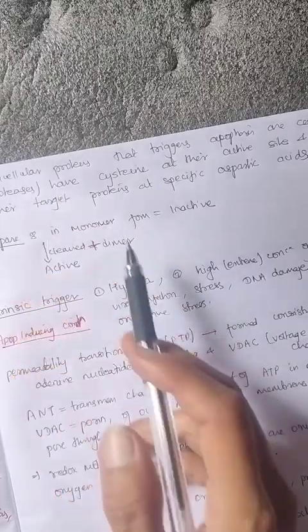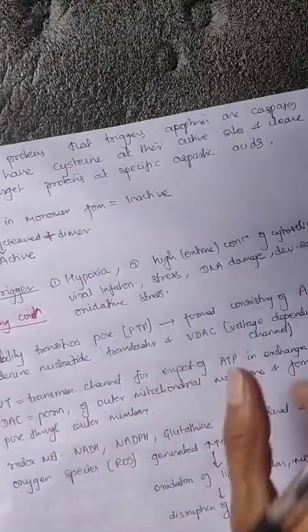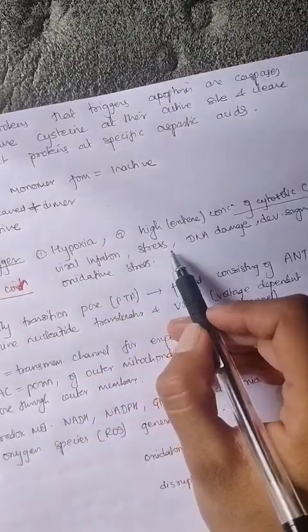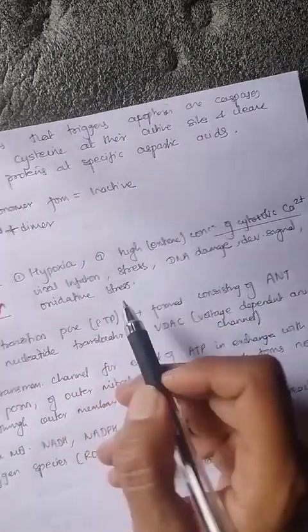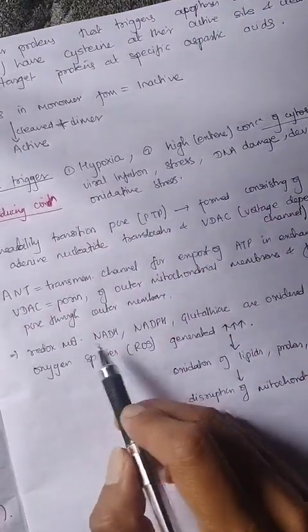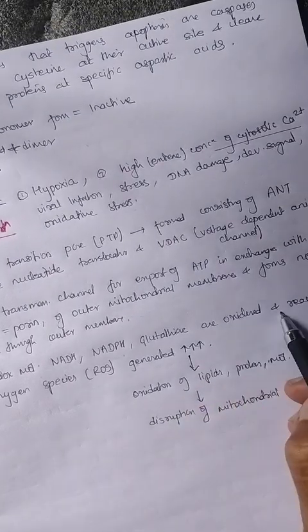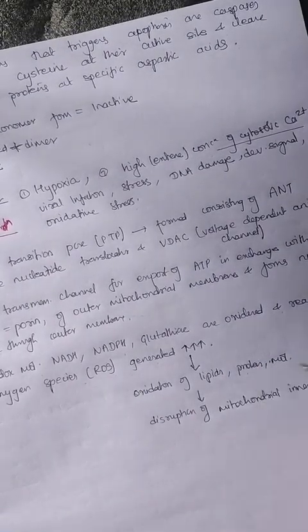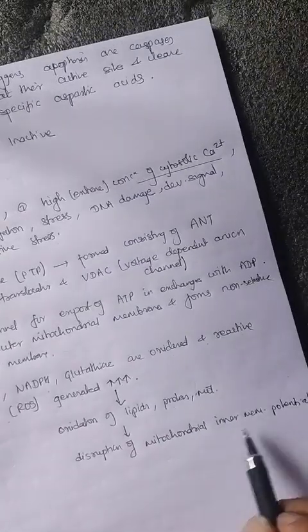Regarding the intrinsic pathway, the triggers include hypoxia, extremely high concentration of cytosolic calcium, viral infection, stress, DNA damage, or developmental signals, and oxidative stress. Redox molecules like NADH, NADPH, and glutathione are oxidized, and reactive oxygen species reach extremely high concentration, which causes oxidation of lipids, proteins, or other molecules, leading to disruption of the mitochondrial inner membrane potential.